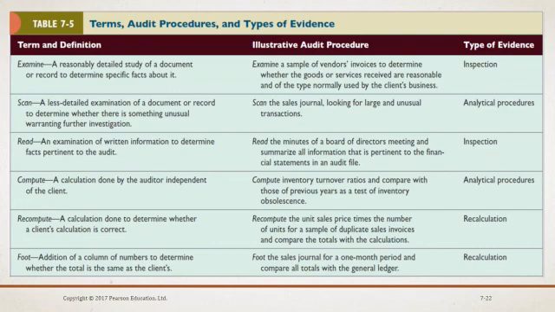Number 4 of the terms, compute. Compute means a calculation done by the auditor, so analytical procedure is the suitable type of evidence. Number 5, recompute. Recompute means a calculation done to determine whether the client's calculation is correct. So the suitable type of evidence is recalculation. Number 6 is foot. Footing means addition of a column of numbers to determine whether the total is the same as the client's. So the suitable type of evidence is recalculation.